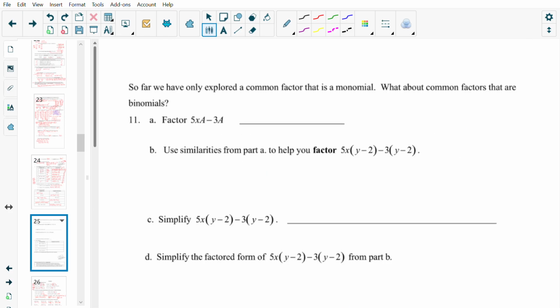One more page. So far, we've only explored a common factor that is a monomial. What about common factors that are binomials?